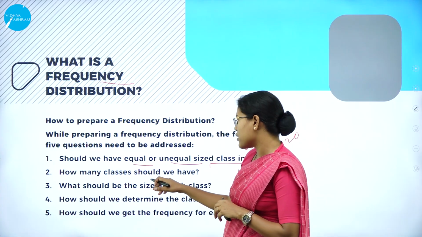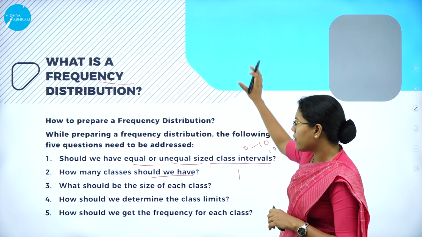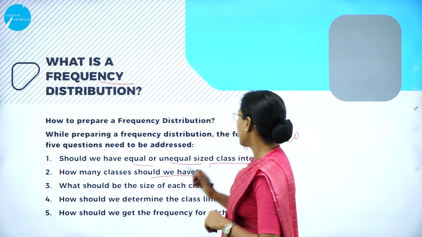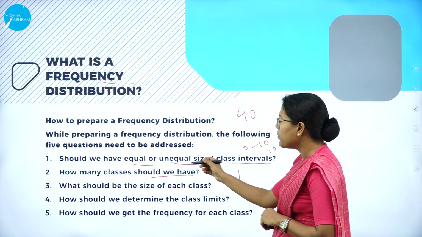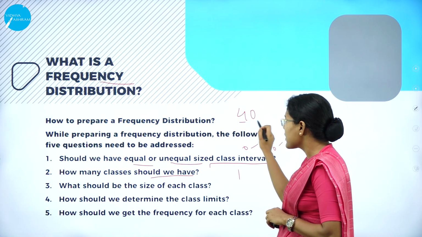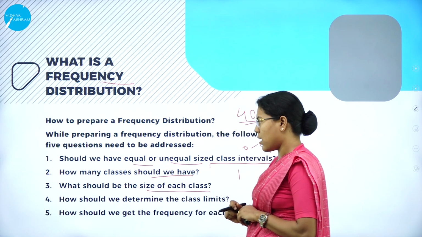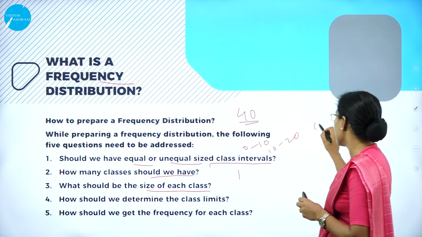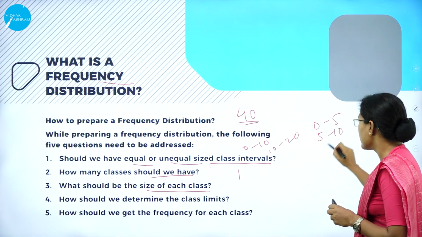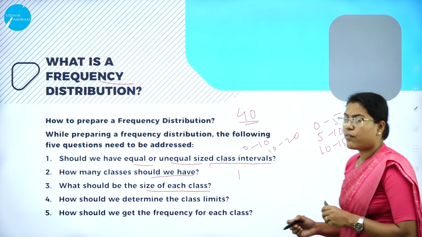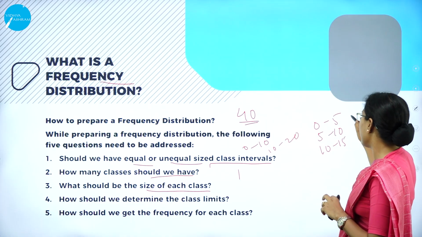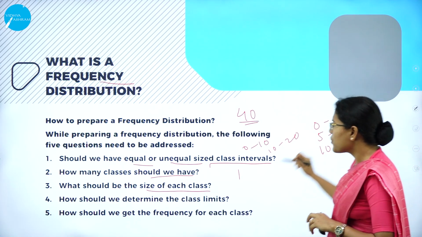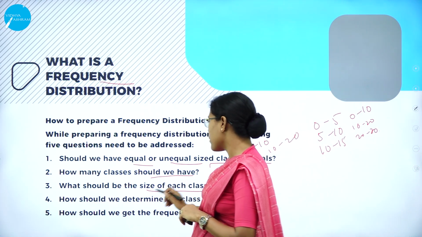Next, how many classes should we have? In the frequency distribution table, say for example, a certain exam is done for 40 marks. Then how many classes should we have? That depends on the size of each class. If we take the size of the class as 5, we can divide it as 0 to 5, 5 to 10, 10 to 15, like that. If we take the class difference as 10, then it will be 0 to 10, 10 to 20, 20 to 30, like that. So what should be the size of each class?